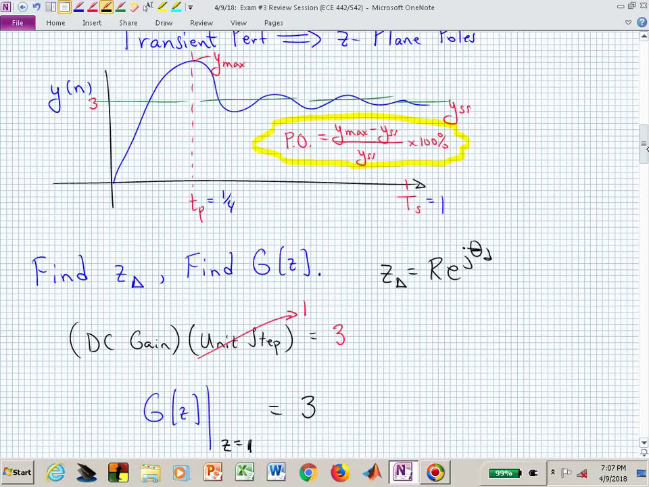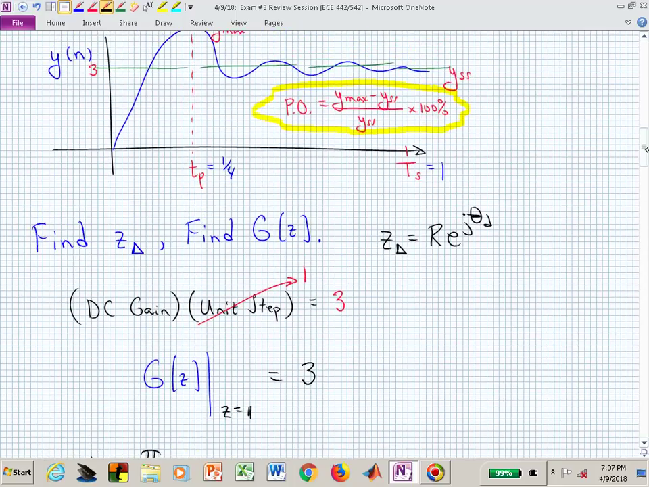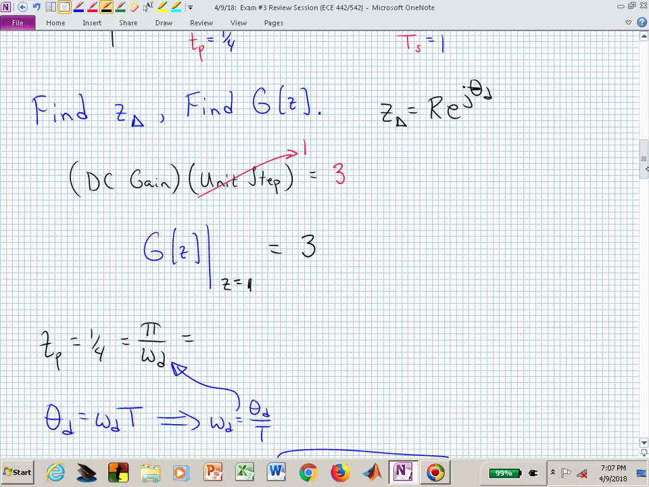The time to peak is 1/4, let's say that's given. Now I'm sort of going back and finding these R's and theta sub D's. Theta sub D is related to omega sub D, the damped frequency. That's omega sub D T.